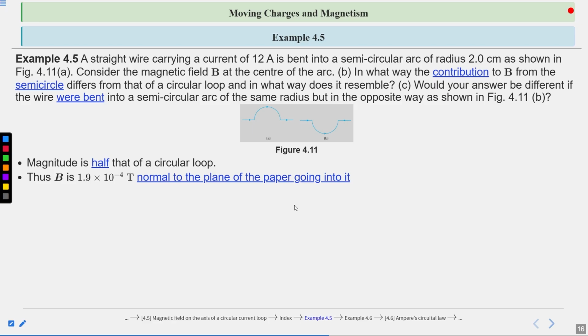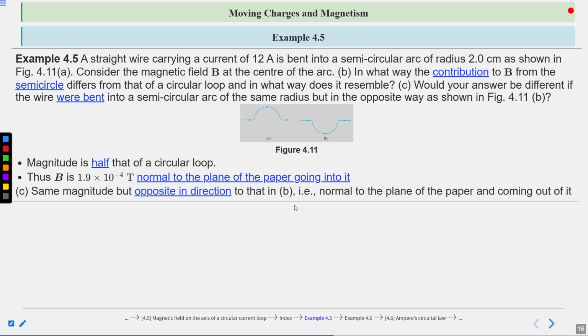We have found the magnetic field by using the formula mu naught I upon 2r, that is for the circular loop. Current is given, radius is given, and you can find it by putting the values, the magnetic field due to the circular loop at the center of the circular loop. Due to this semicircular loop, the magnitude will be half of that found value. So B is 1.9 into 10 to the power minus 4 Tesla. For the complete circular loop, it will be 3.8 into 10 to the power minus 4 Tesla, and the direction is normal to the plane of the paper going into it.